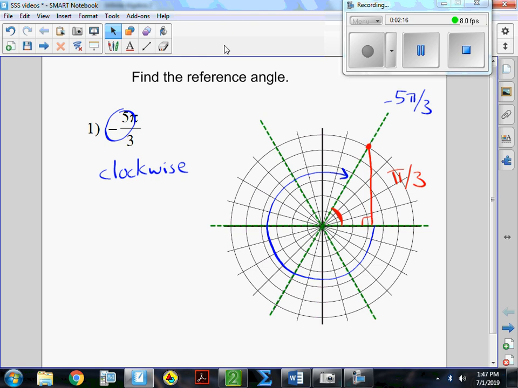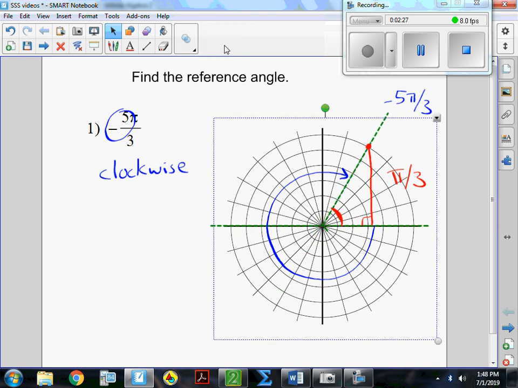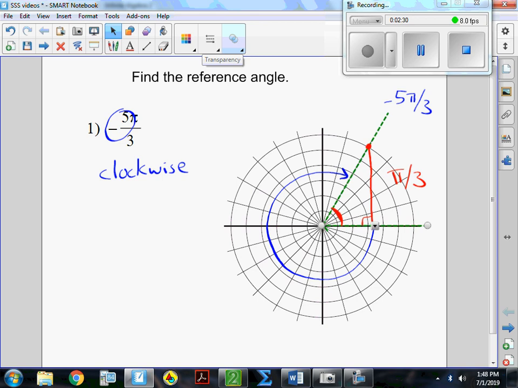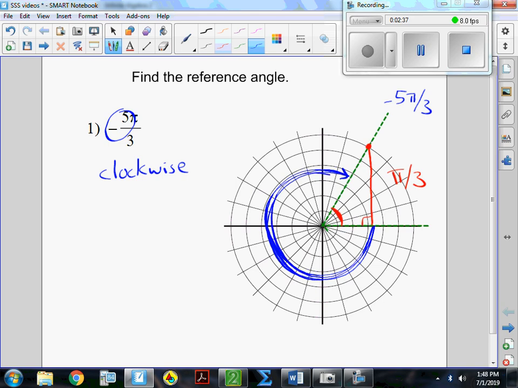If you wanted to look at it without all these lines, then again in blue, this space on the graph would represent a 5 pi over 3 radian measure, and negative because we're going clockwise. So my reference angle, which is sometimes referred to as theta prime, is equal to pi over 3.